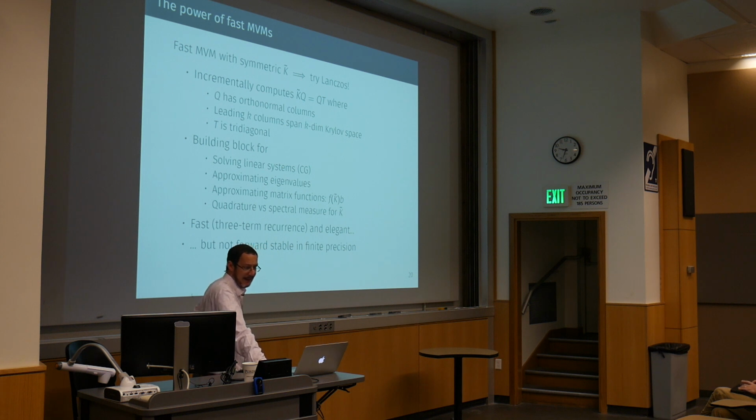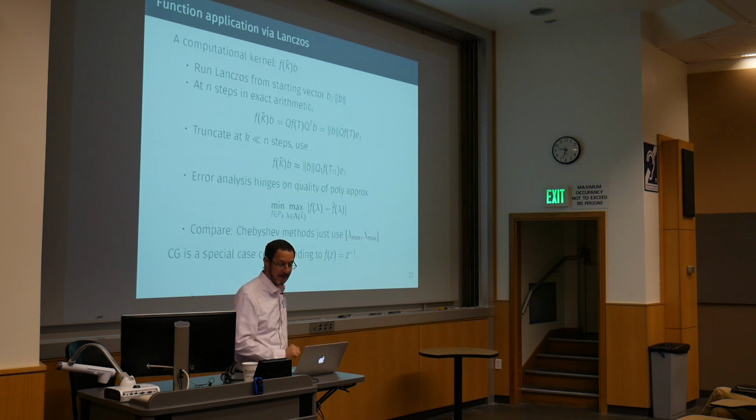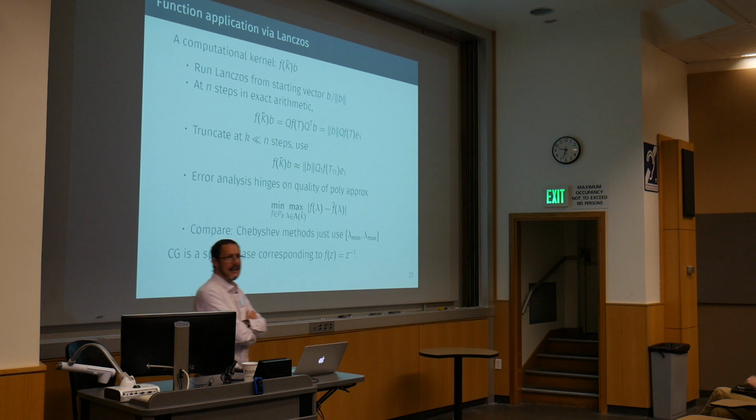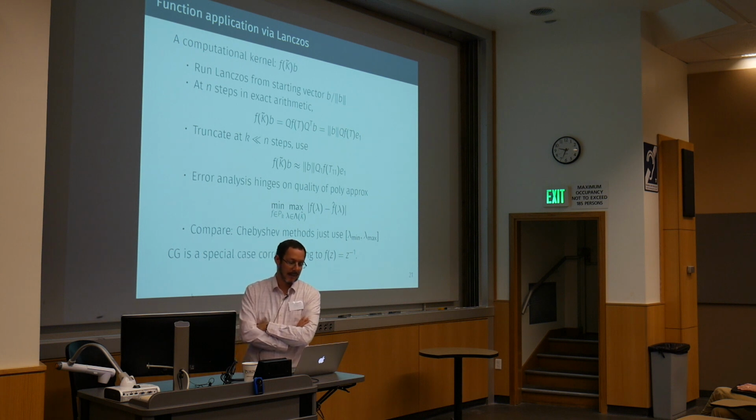So this is fast, it's very elegant. There's some issues with understanding the relationship between the finite precision and the infinite precision behavior, which I'm not going to talk about today, but it does end up working out for our stuff. Right. Okay, so in addition to solving linear systems, the Lanczos iteration allows you to multiply a function of a matrix times a vector, or approximately multiply a function of a matrix times a vector. And this is something that we're going to use.